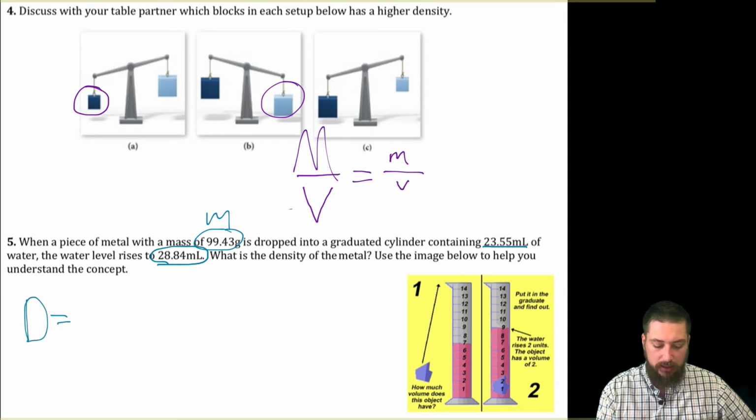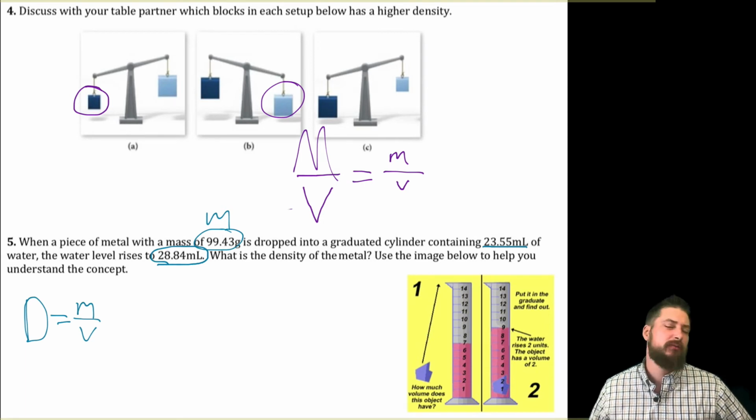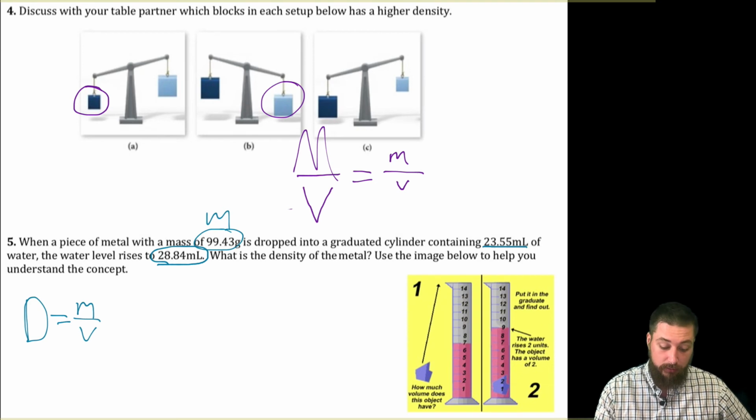And again, density is mass over volume. Now we have the mass, but we actually don't have the volume. It doesn't give us the volume of the metal. What it does is it gives us the volume of the water, which this right here is the volume of the water.